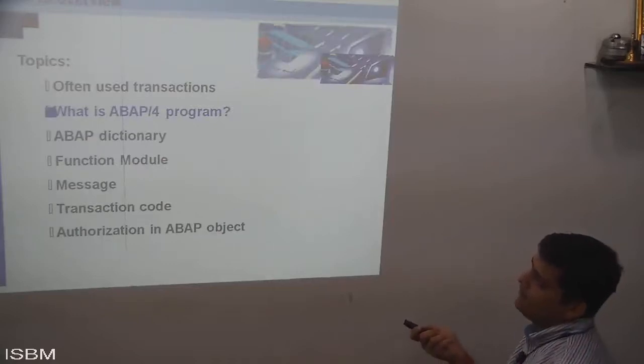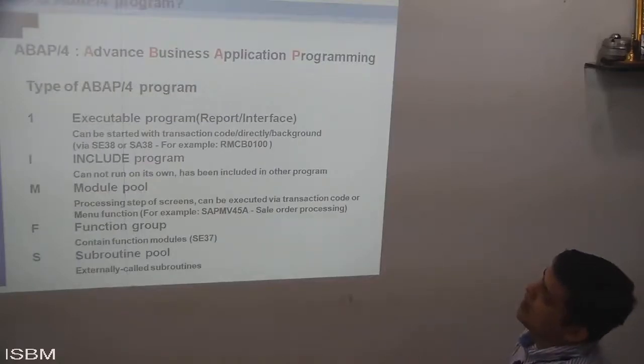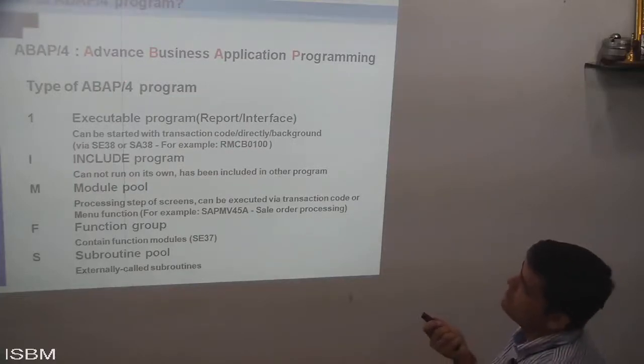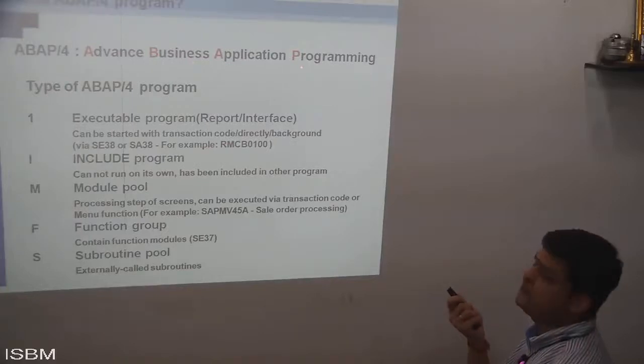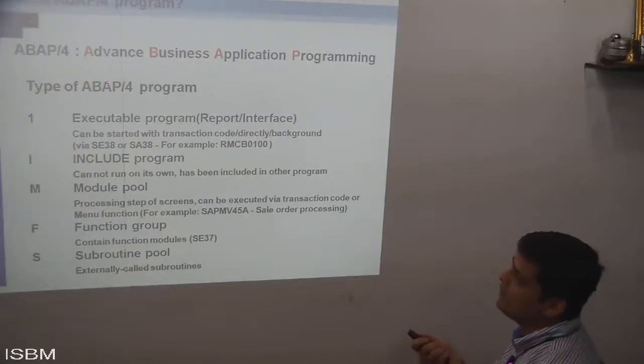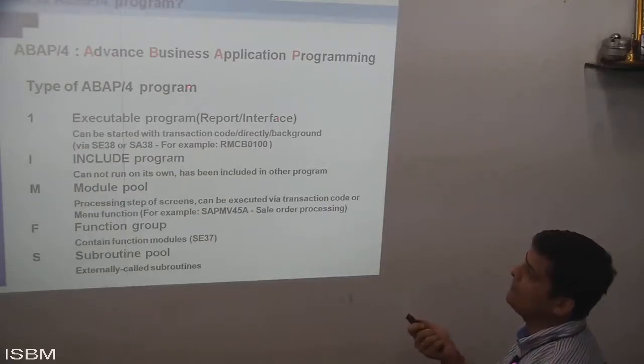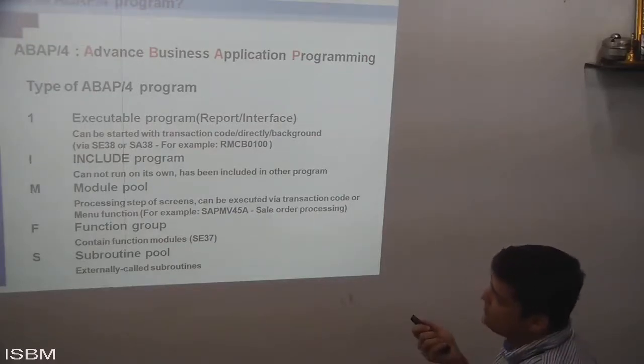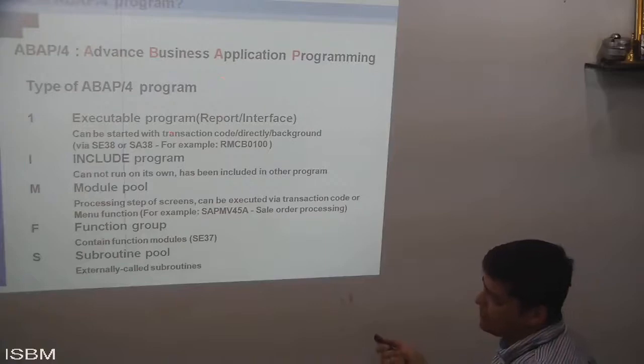Then what is an ABAP program? ABAP stands for: A for advanced, B for business, A for application, P for programming. So ABAP is called advanced business application programming. This is the full form of ABAP. And the types of ABAP programs: how many types of program are there?